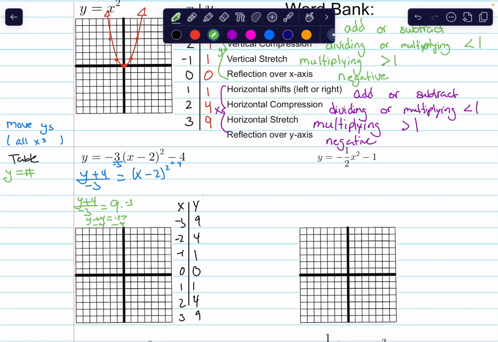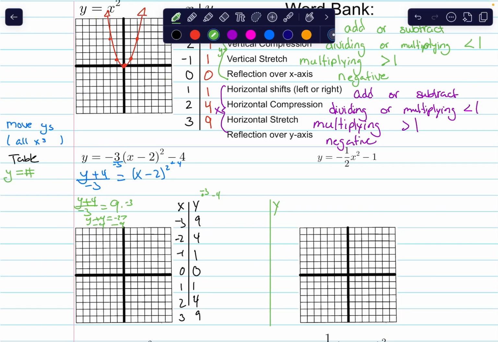The first thing we're going to do is multiply by -3, and then we're going to subtract 4. And we're going to do that to every number for the y part of our table. Okay, so that's how we solved it. That's what we do to it.